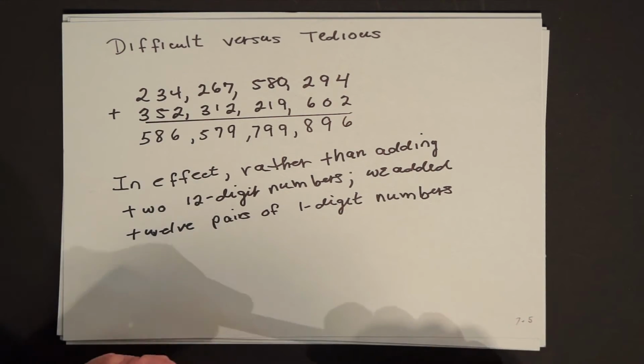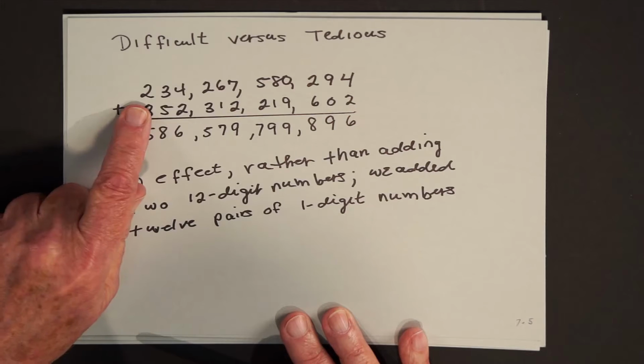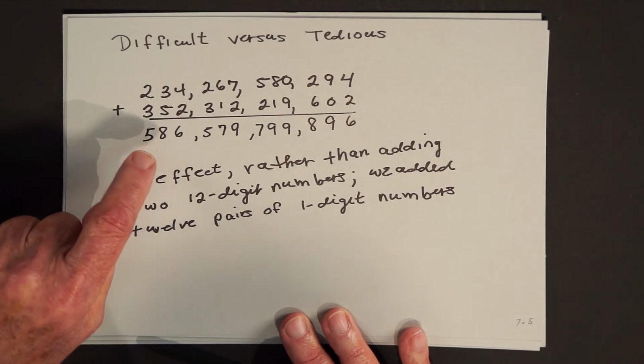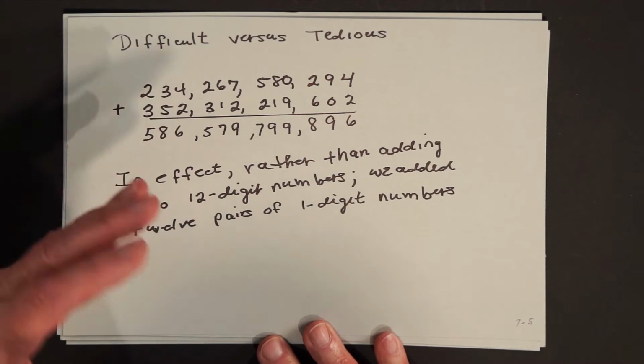And I hope this sounded like a long, long chain, because what it emphasizes is the difference between difficult and tedious. We took two 12-digit numbers and replaced them by 12 single-digit additions. And look at how quickly we got the answer this way. This is the beauty of place value. Not just that it's a nice way to write numbers, but it's also a nice way to do arithmetic.